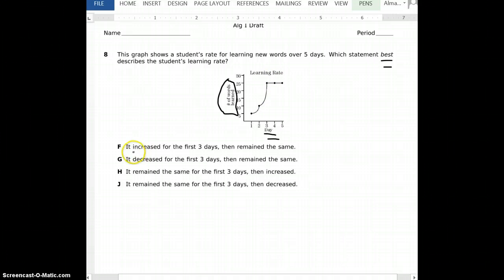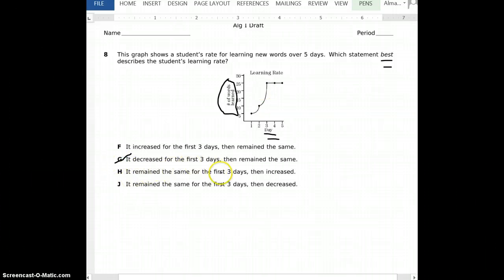So using that, let's look at this. I'm looking at which statement best describes the student's learning rate. It increased for the first 3 days. Yeah, it is going up for the first 3 days. 1, 2, 3. Then remain the same. Yep, it did remain the same after 3 days. It decreased for the first 3 days. Nope. They're learning new words. That's why this is going up. So that doesn't make any sense.